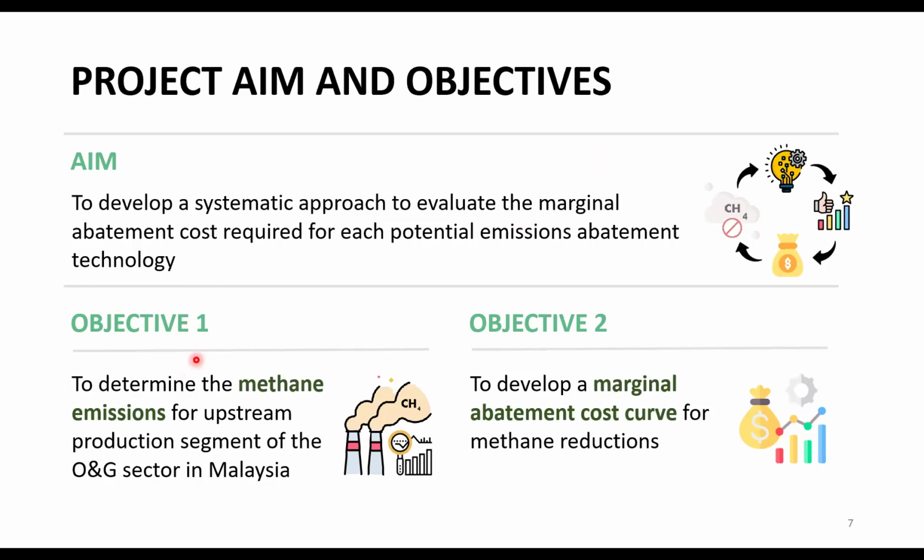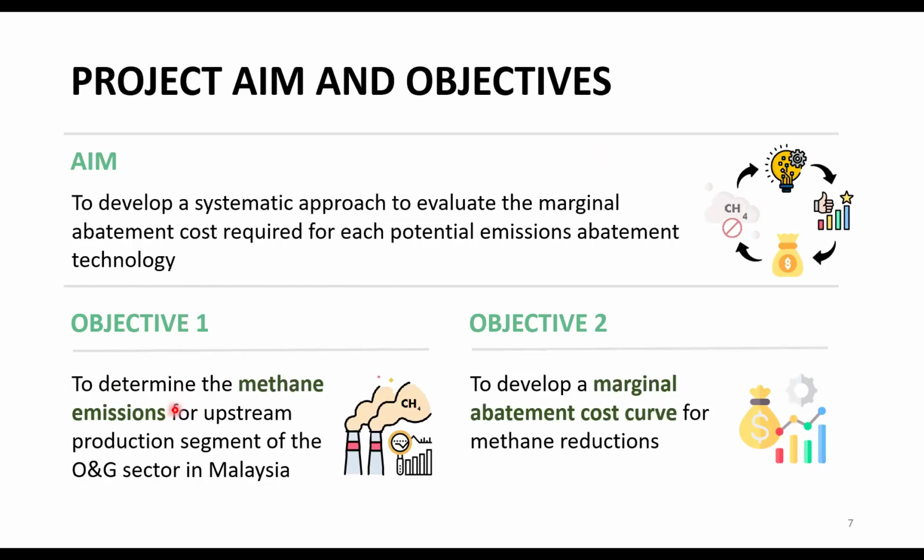So the first objective here is that we want to determine the methane emissions for the upstream production segment in the oil and gas sector in Malaysia, right? So this data is not easily available. It's not accessible through publications. There are no reports available at this point of time, but at least we need to define a baseline of the emissions. So this is what our project is looking at as the first objective.